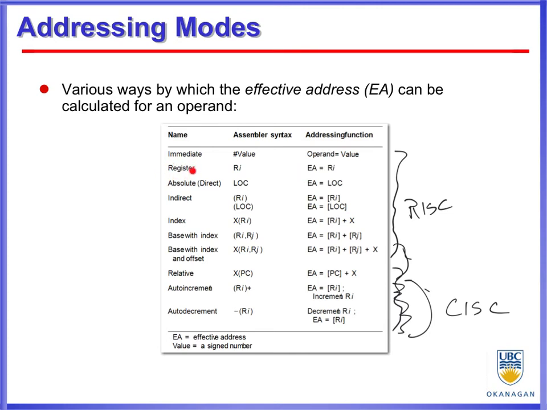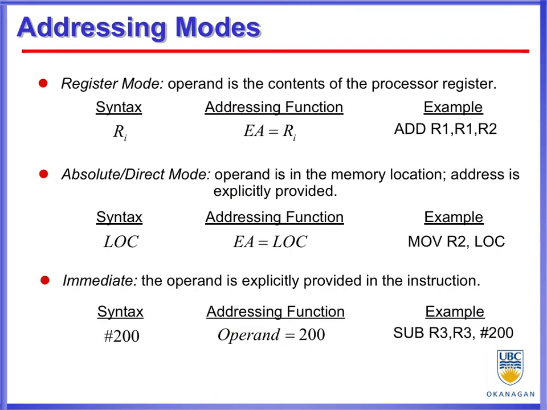So in the register mode, which we've been dealing with already, like add R2 to R3 and put it back into R2, the effective address is a register. So that's where the number lives, inside of that register. Okay, so let's look at some of these. Like I said, the register addressing mode is probably the most straightforward and easiest to understand. The operand is the contents of a processor register. So the syntax is simple, you just list the register.